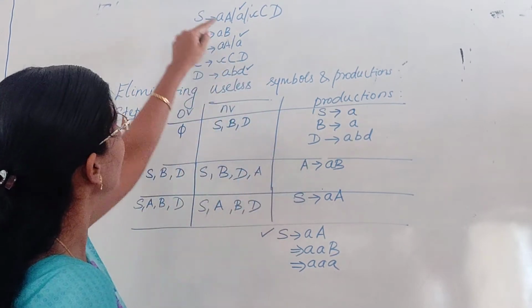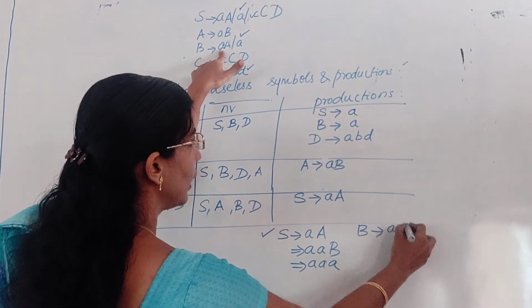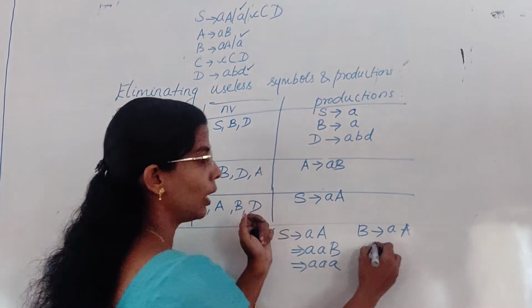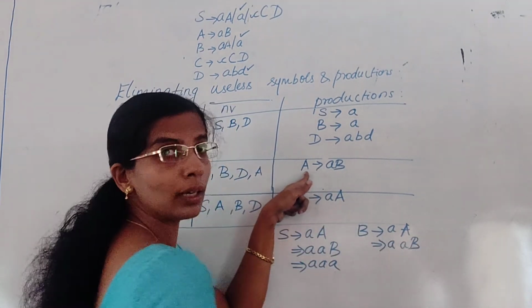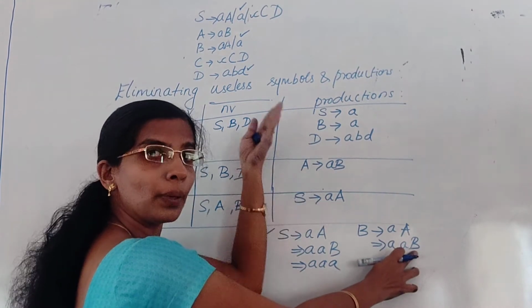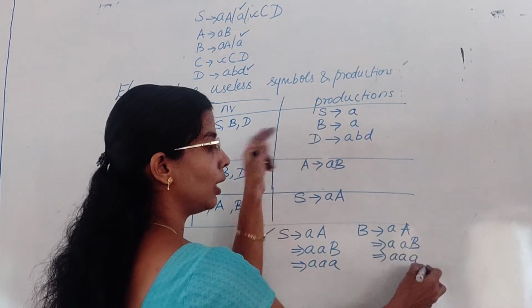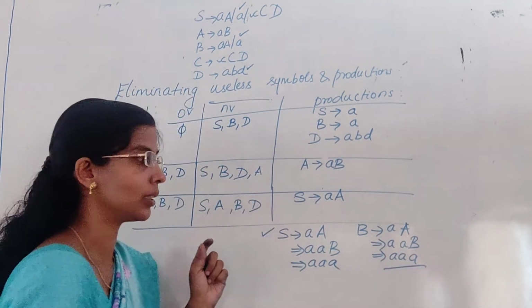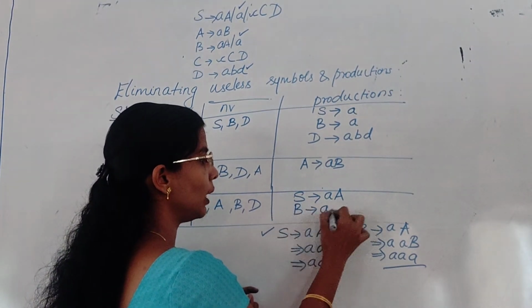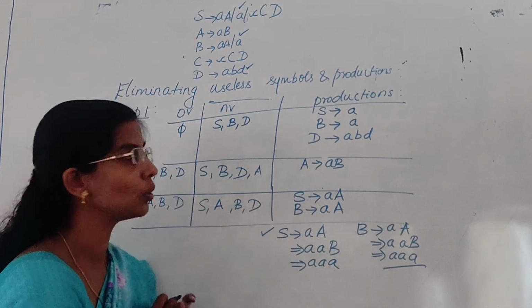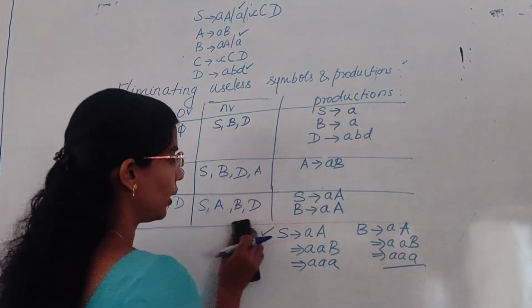Next, check any other A. Yeah, I have one more here. B tends to A. What should I do? First, I substitute for A. What is A, B. Now, check whether you have any B production in the previous row. I have a B production in the previous row. What is that? A. Now, I am getting only terminals in the RHS. So, what can I do? I can include this B production here. B tends to A. Any other A? No. Right? I don't have any other A.